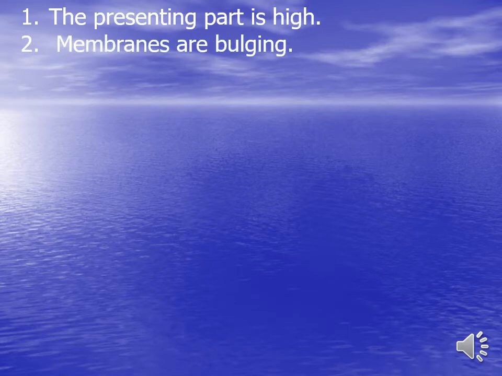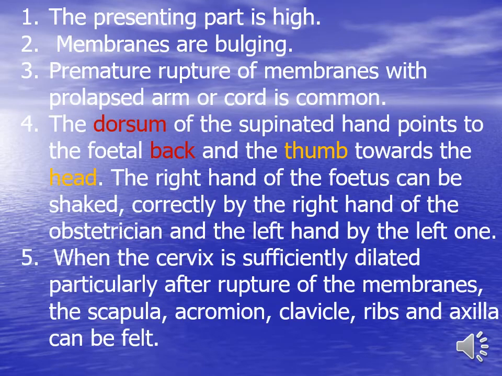rupture of membranes with prolapse of the arm or the cord. The dorsum of the supinated hand points to the fetal back and the thumb toward the head. The right hand of the fetus can be shaken by the right hand of the examiner and the left hand by the left hand. When the cervix is sufficiently dilated, particularly after rupture of membranes, the scapula, acromion, clavicle, ribs, and axilla can be felt.